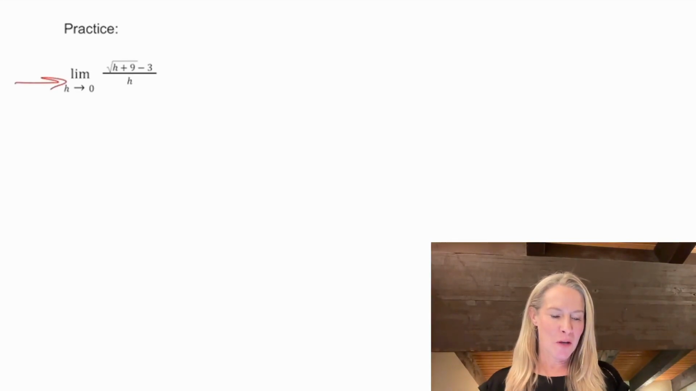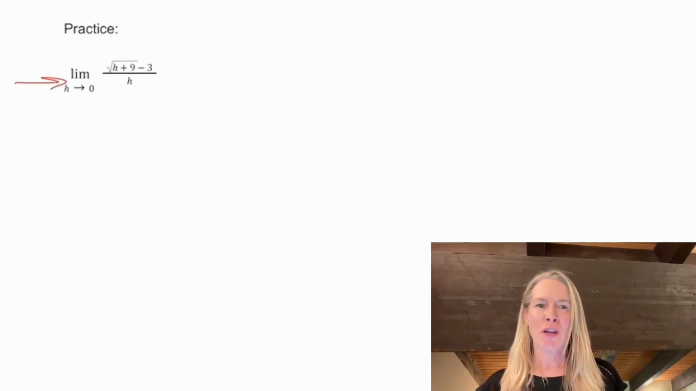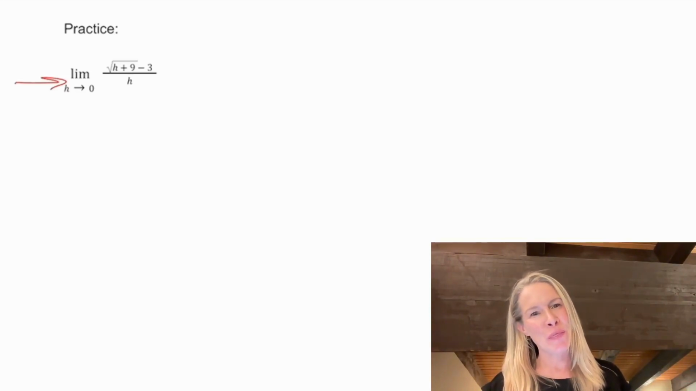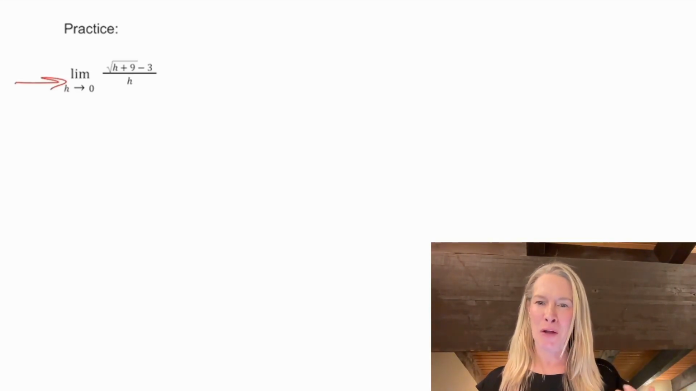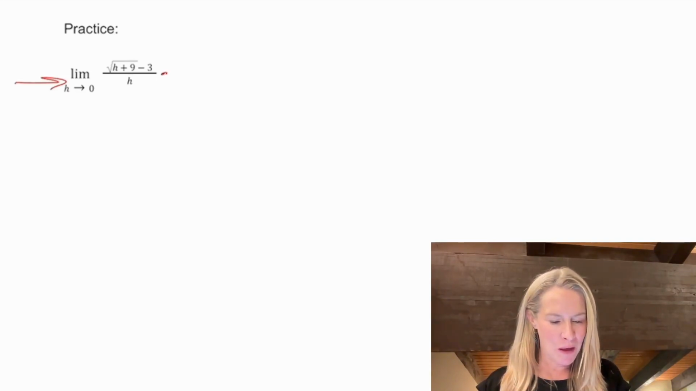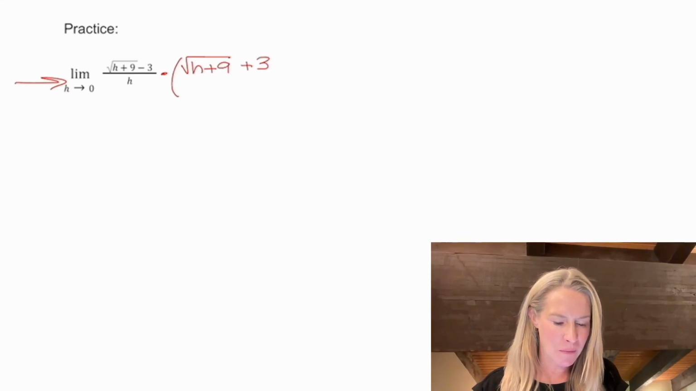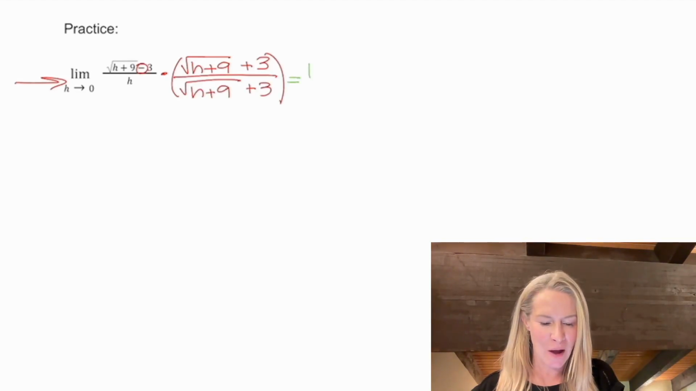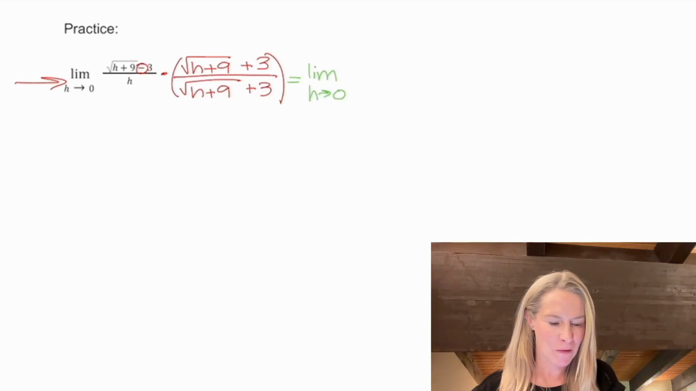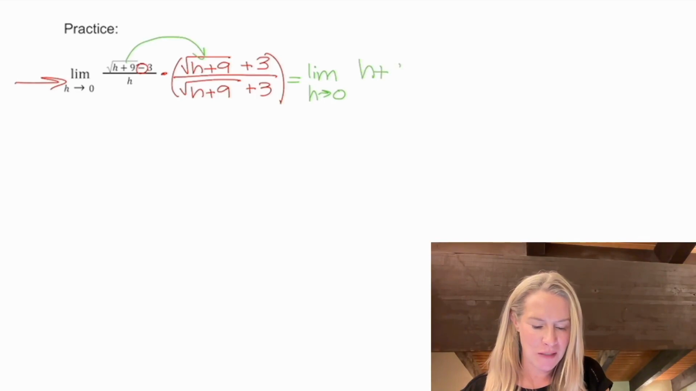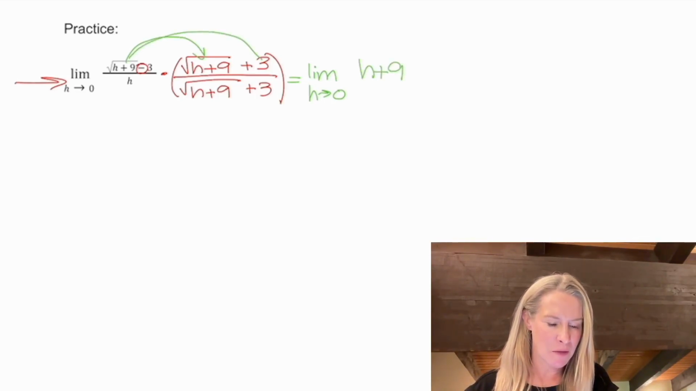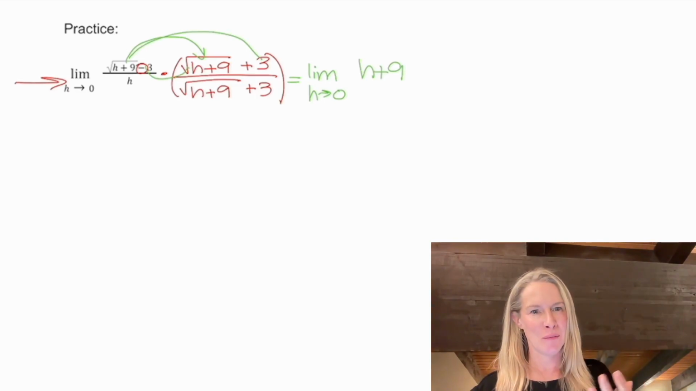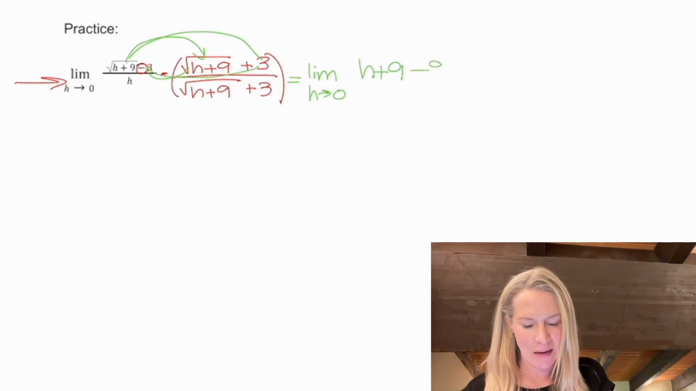On the first example, you see if you plug in 0 for h, you would get 0 on the top and 0 on the bottom. So let's go ahead and use that multiplying by the conjugate idea. I'm going to multiply by root of h plus 9 plus 3 on the top and bottom because we had a minus right here. As we multiply these out, we get h plus 9 plus 3 times the root minus 3 times the root. Those add up to 0. And then minus a 9.